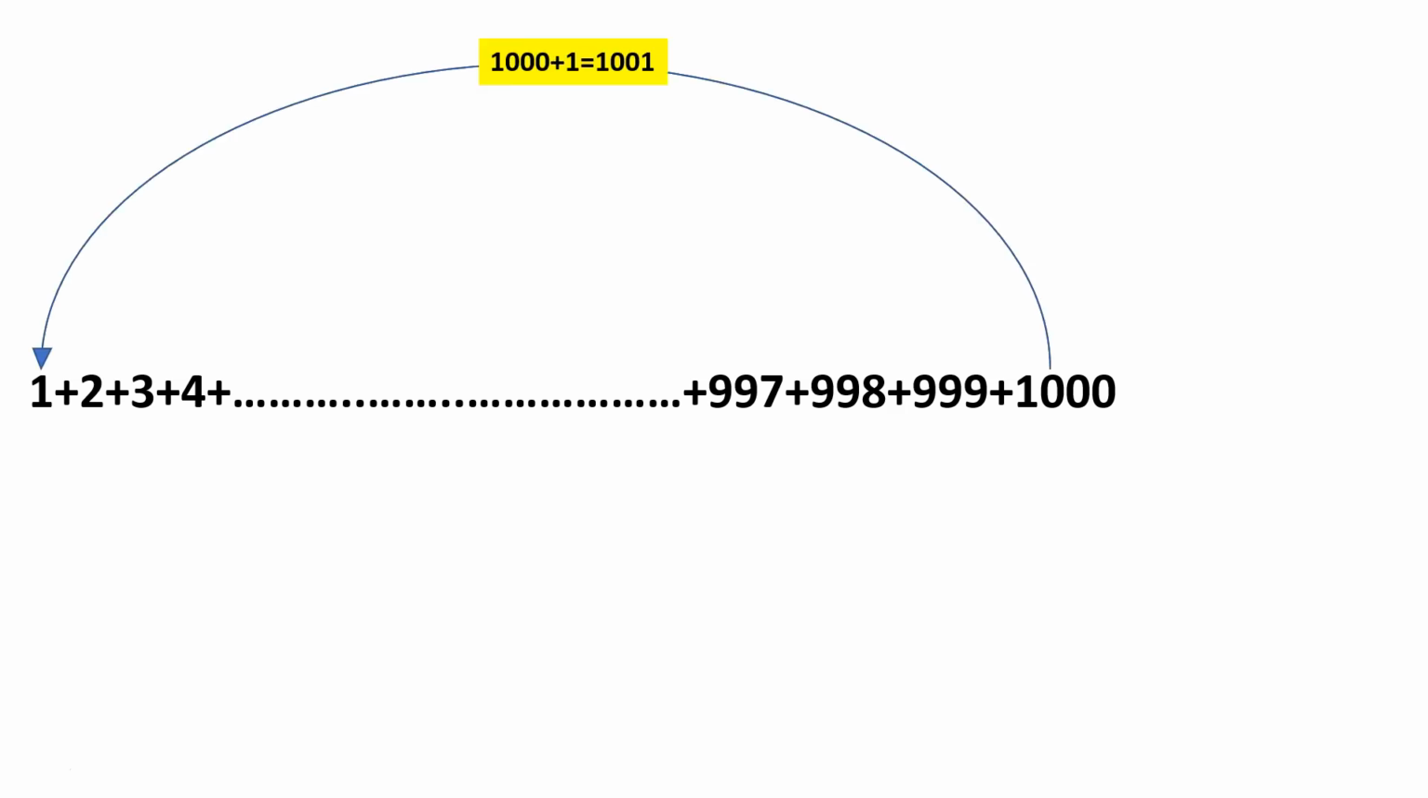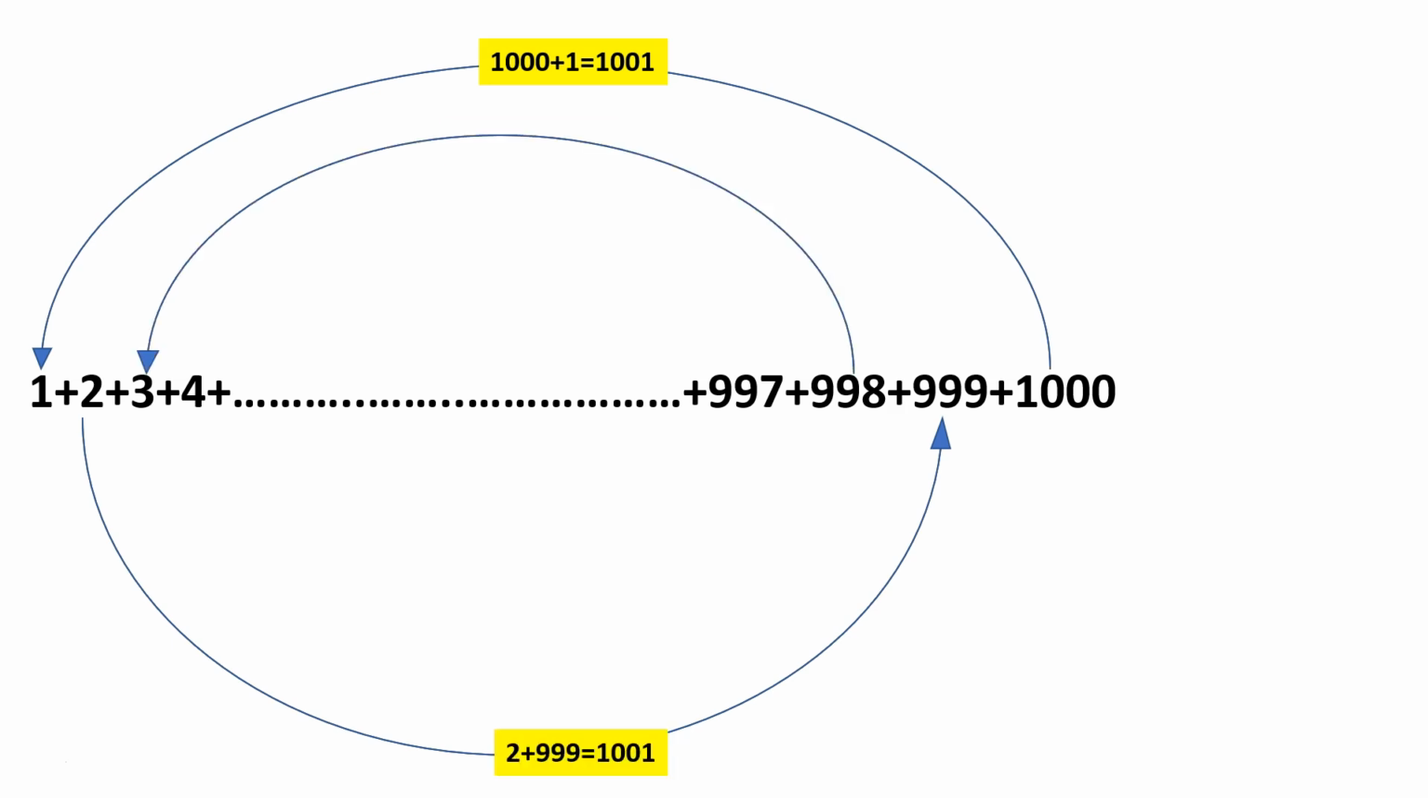Take a look at this. So this is all the numbers from 1 to 1000. Now obviously trying to do this by adding 1000 numbers one by one will take you way too long. So look for a pattern. Take a look. 1000 and the 1 will give you 1001. 2 and the 999 will give me 1001. 998 and 3 will give me 1001. The 4 and the 997 will give me 1001.